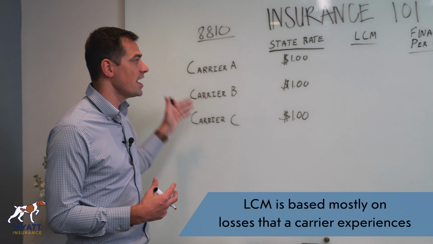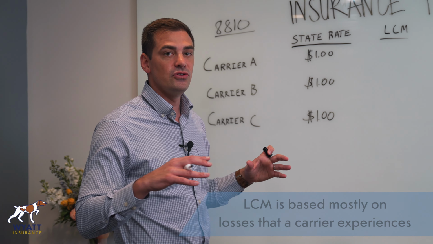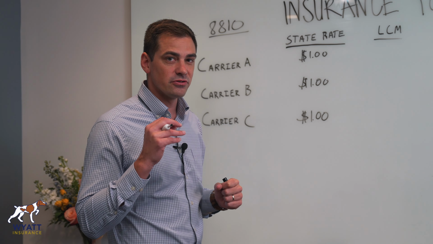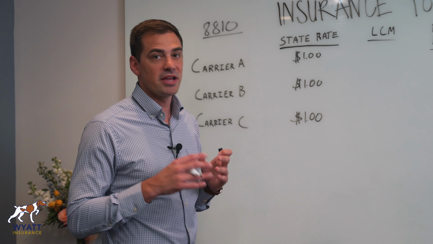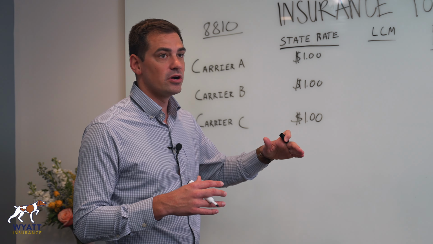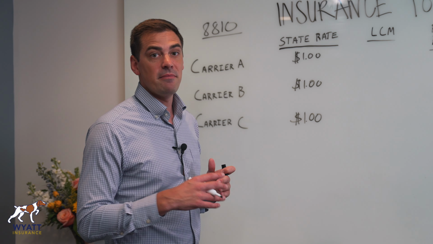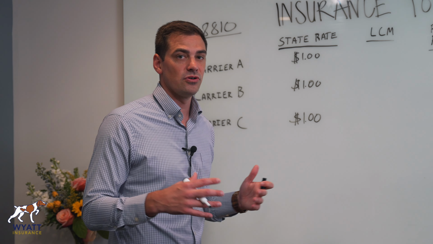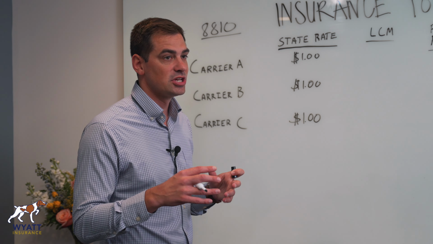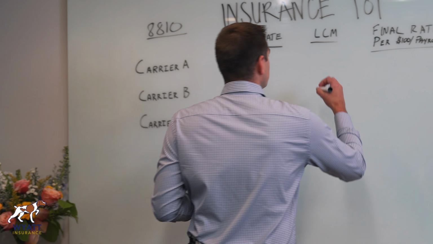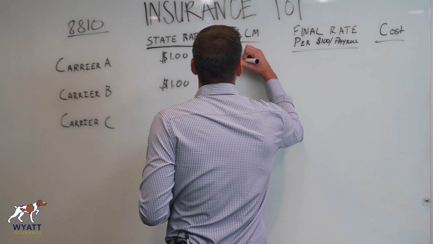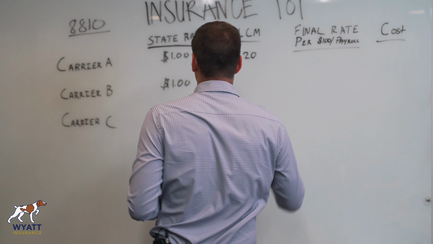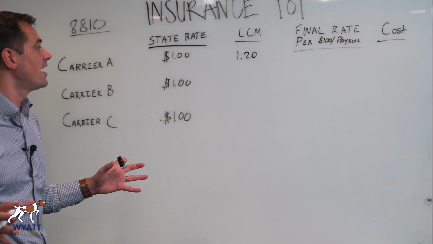Let's say carrier A has very few losses across the board, right? They're doing great and they're making a lot of money, so they can lower their work comp rates. That may be for a couple different reasons. Maybe they have great loss control, they're very choosy with customers, but let's say they have a very low LCM. So let's put 1.20. So that's a great LCM to have, right?